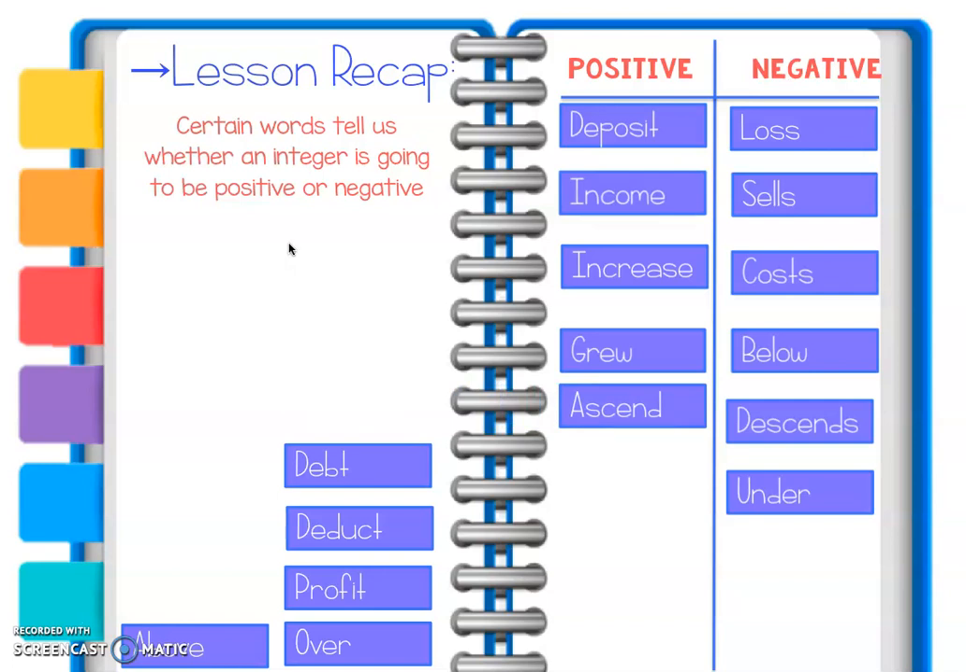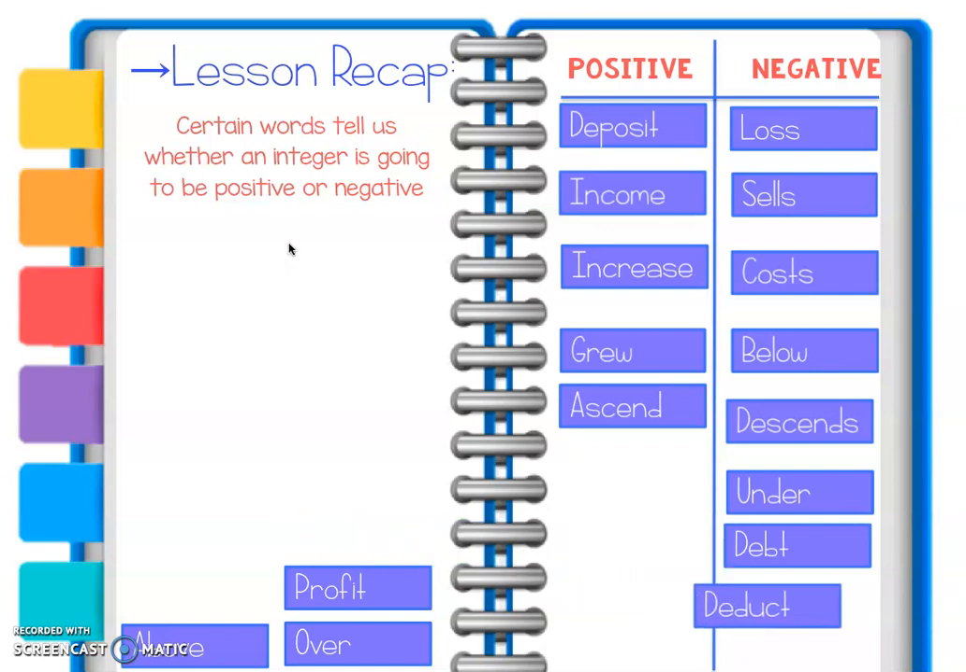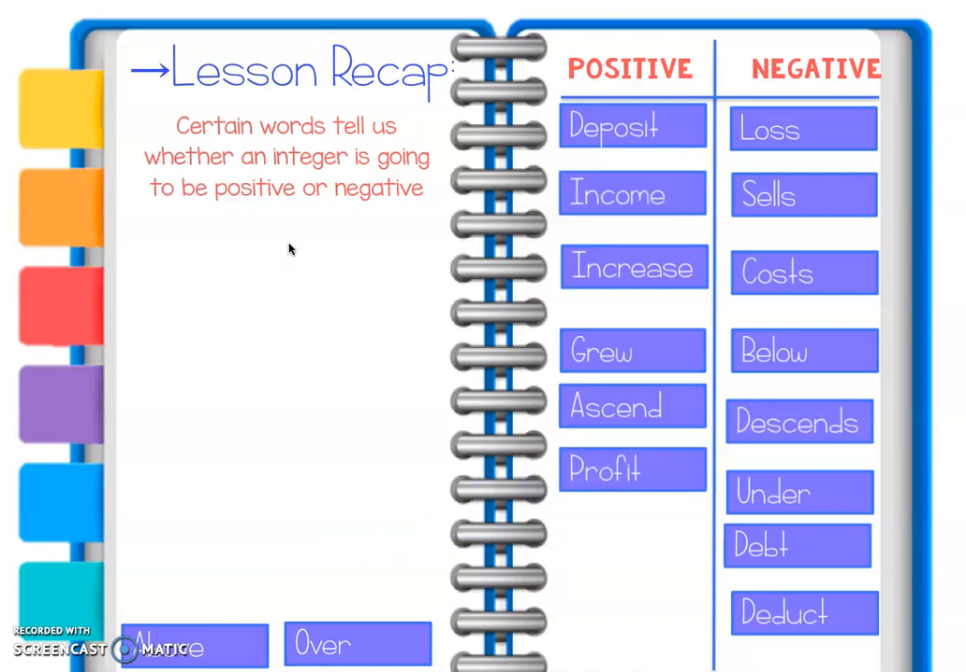Debt is when you owe people money. So you might have a debt of $30. If we're owing a debt, it's a negative. To deduct. If I deduct points off of your quiz, I'm going to take them away. So it's also a negative. Now, profit is what you make after all of your expenses have been paid. If you own a company, it's the money you make after you pay all your bills. So it is positive. It's the money you make on top of what you spent.